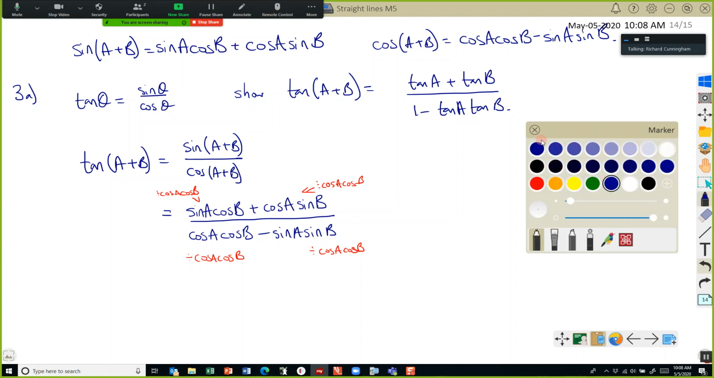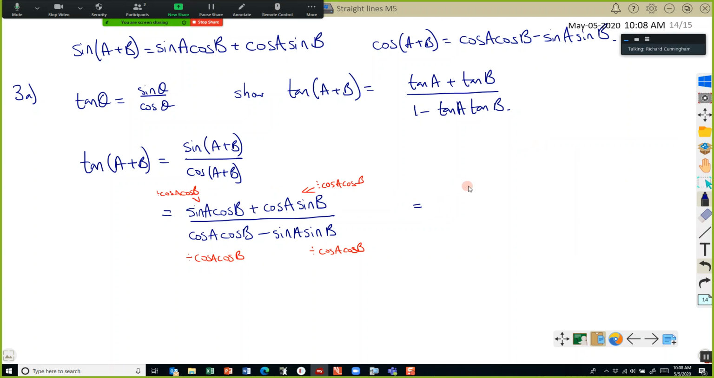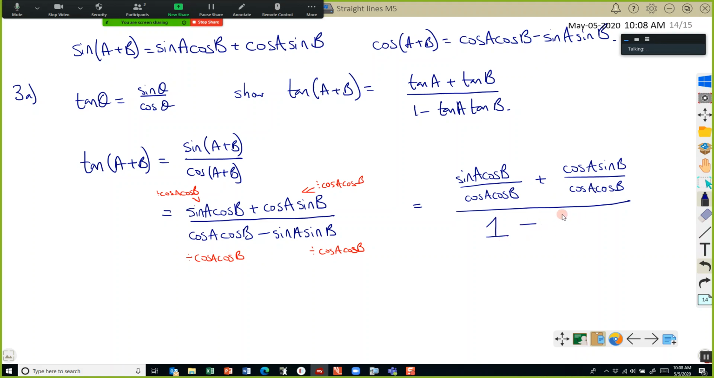Let's see what we get. So I'll write it out. So sine A cos B over cos A cos B plus cos A sine B over cos A cos B. So that's the top line, okay? And the bottom line, got my cos A cos B divided by cos A cos B, which is just 1. And then I've got sine A sine B over cos A cos B.